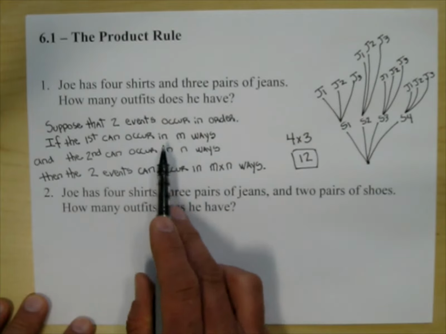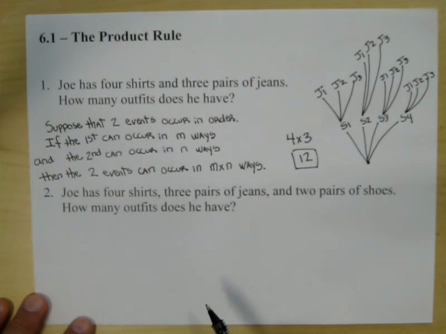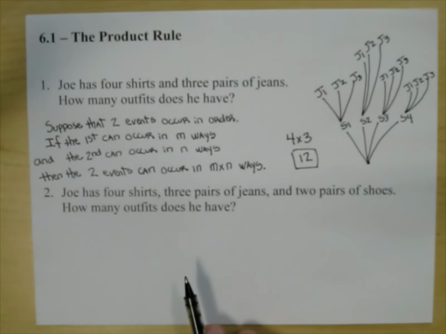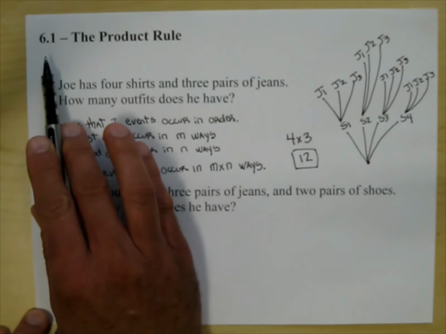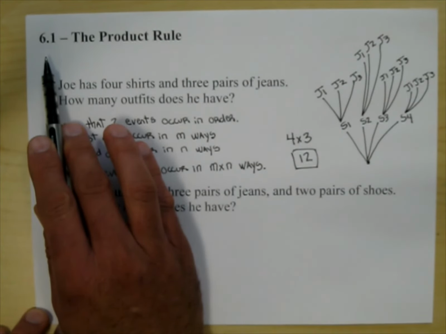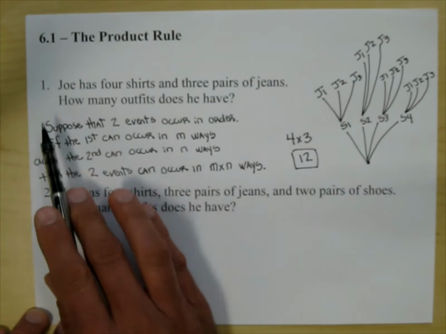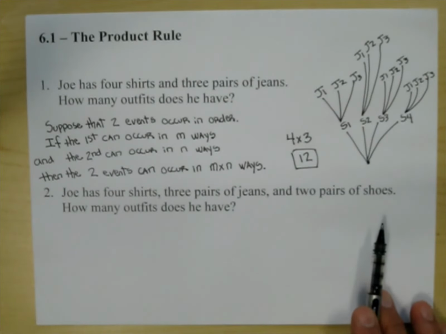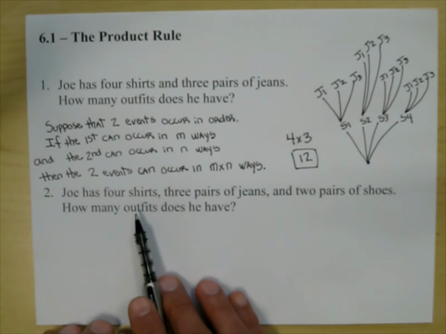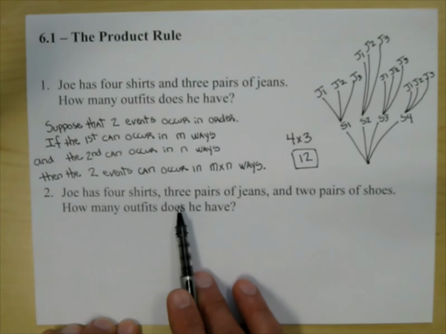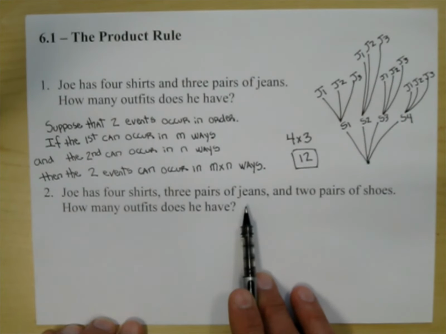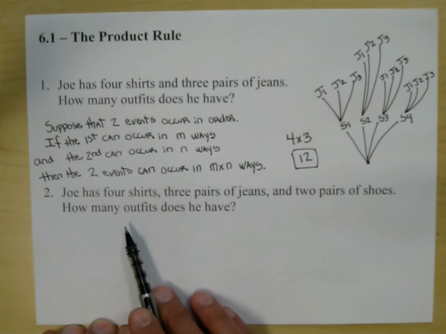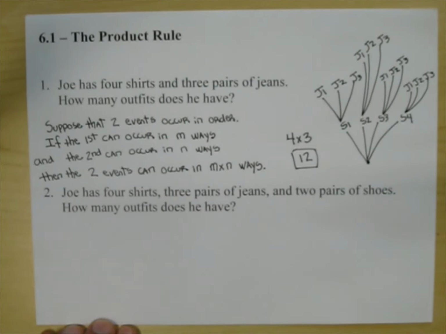So you don't have to memorize this, you just have to know how to do these problems. And that's what we're going to be doing in 6.1. It's probably going to be the most basic section of chapter 6. There are a few twists at the end of this lecture, but let's go ahead and do this next problem. It says, Joe has 4 shirts, so it's the same as up there, 3 pairs of jeans, and 2 pairs of shoes. How many outfits does he have?